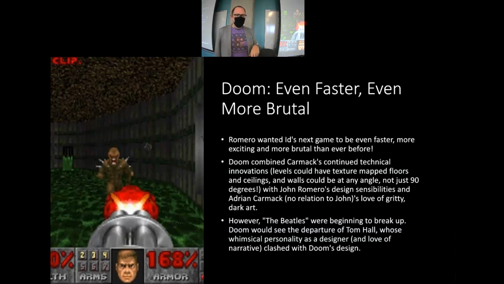And what ended up happening was the same thing that happened with Wolfenstein 3D, where they wanted to remove everything out of the game that was extraneous, right? To just have this brutal, fast action. And with Doom, it was even more apparent that that's what they wanted to do. So a lot of the things that Tom Hall was interested in as a designer, they just weren't interested in doing. So he left around this time.